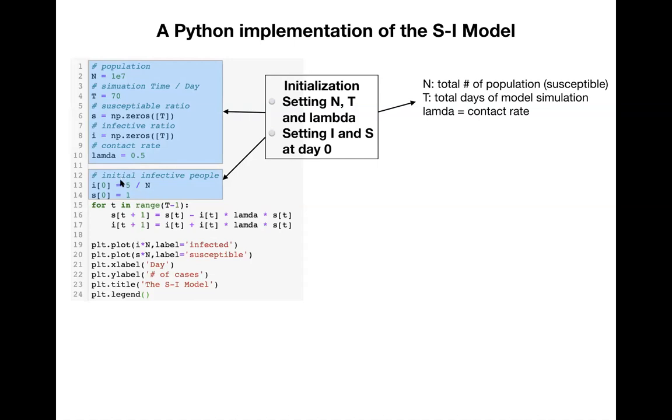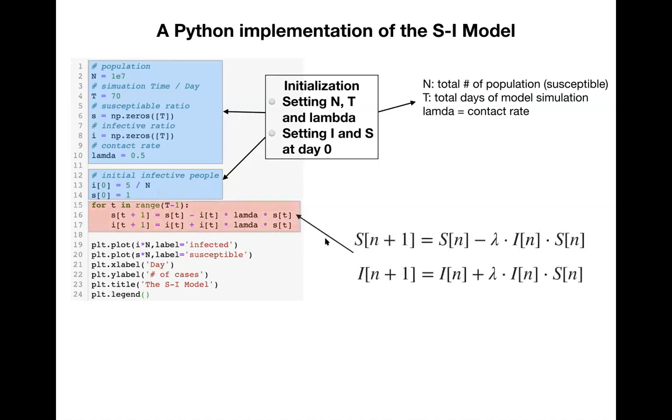So let's first calculate the initially infected people. Because I is a ratio here, for I_0, let's say there are 5 people initially, and divide by N, that's the infectious ratio at day 0. And the susceptible ratio will be 1 because that's N by N, it's 100%, right? The next part is the main engine that solves that recursive relation for the equation. You can see that S_n+1 equals S_n minus lambda times I times S.